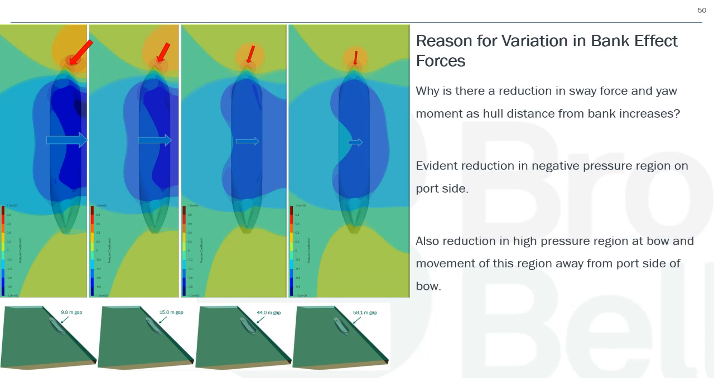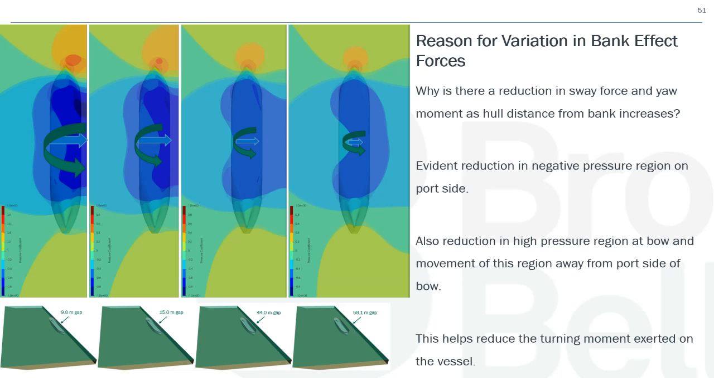And similarly, when we look at the imbalance in your positive and negative pressure forces combined, which affects your yaw, you can see that for the small gap, you've got this region of high pressure at the bow, but it's acting very much at an angle towards the port side. And as you come away from the bank, it starts centering itself. It becomes a bit more symmetrical down the centre line. And that all combines so that you have a reduction in this yaw moment as you come away from the bank. And so we have a physical explanation based on the pressure field.